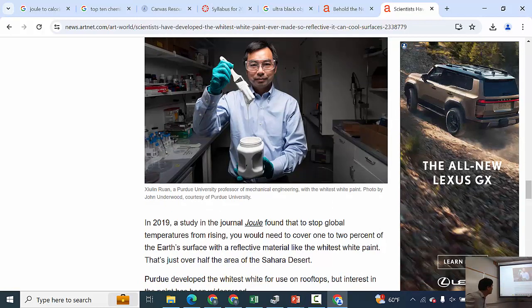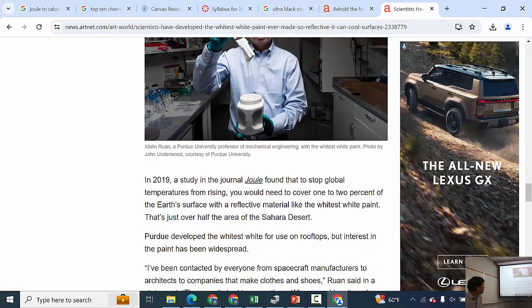Just use a double replacement reaction for that. Ooh, in 2019, a study in the journal Joule. What do you think Joule's main focus is? If they name a journal Joule, then you got to know the main focus of this journal has got to be what?